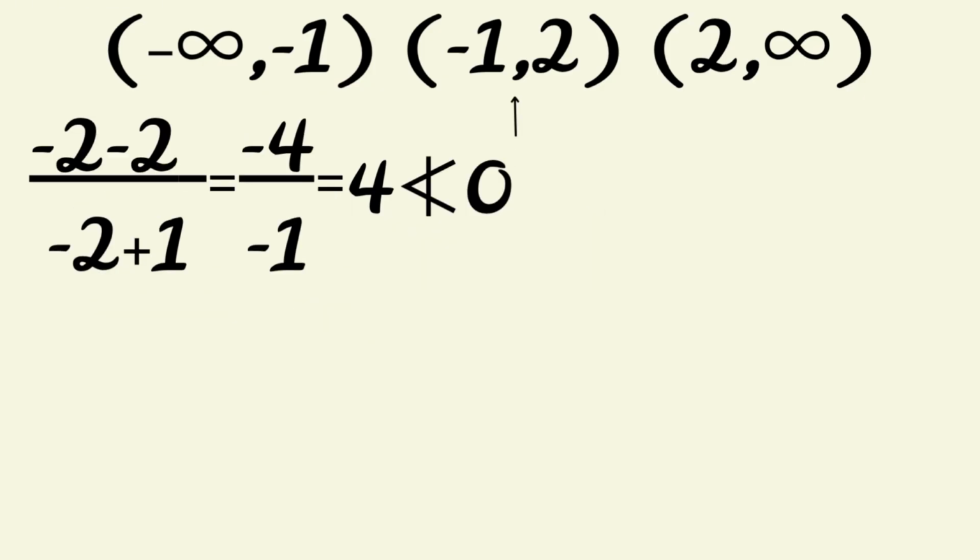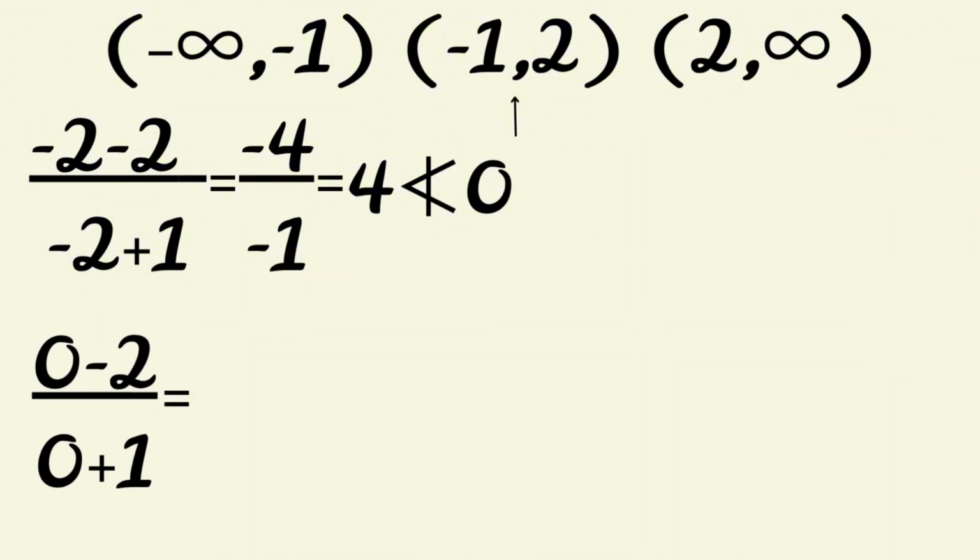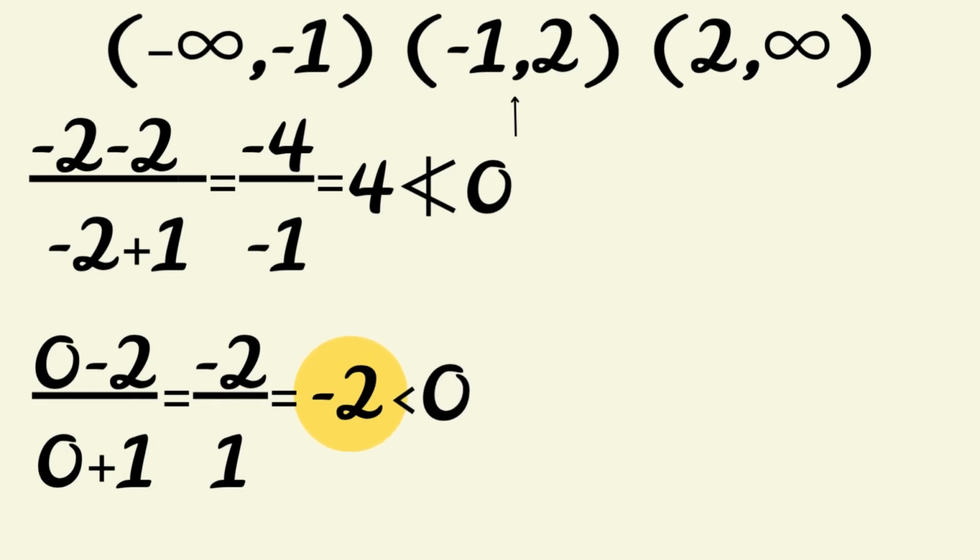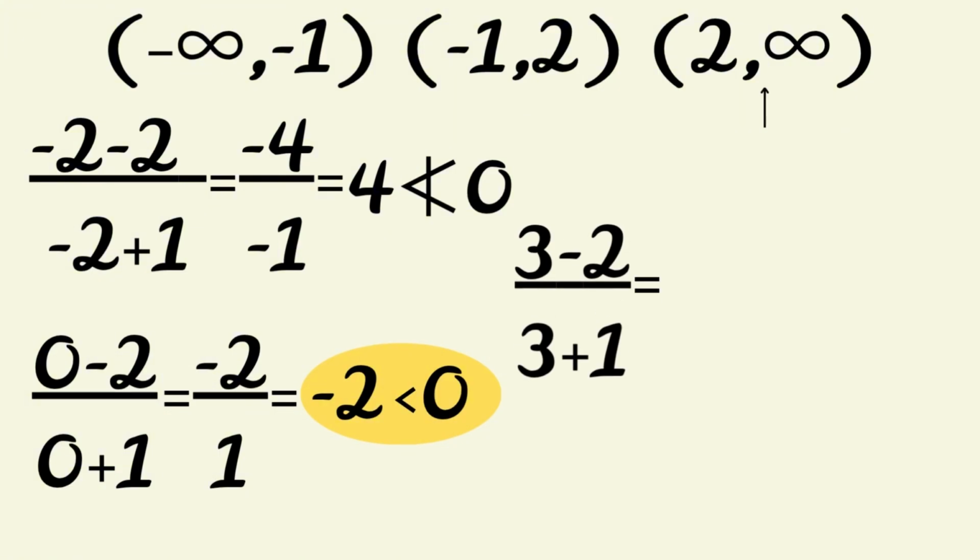For (-1, 2), we will use 0. (0 - 2)/(0 + 1) is -2/1, which gives us -2. The answer -2 is less than 0. For (2, ∞), we will use 3. (3 - 2)/(3 + 1) is 1/4. 1/4 is greater than 0, so this is not part of the solution.